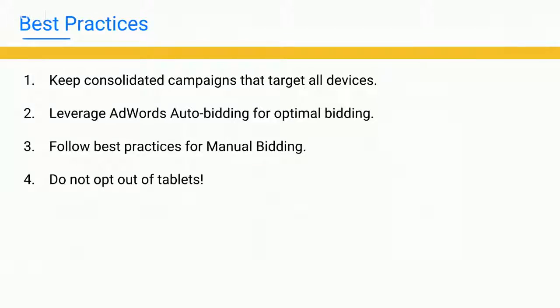All right, so to wind down here on our bid adjustments, just to think about some best practices for them. It's usually recommended to keep consolidated campaigns that target all devices. A common strategy that we usually see is to break out campaigns by device types. Not really necessary, we would say. It's usually best to have one campaign to make sure you have consistent coverage of keywords, ads, and extensions across all devices. You can still use device bid adjustments to emphasize what you want, but we usually don't recommend creating a mobile versus another type of campaign. It's not necessary, we would say.